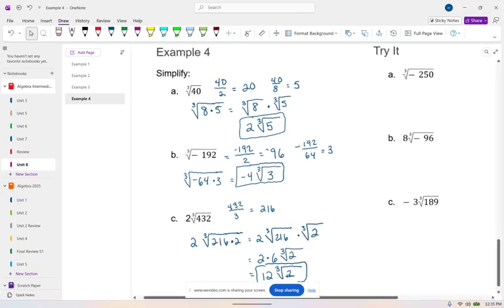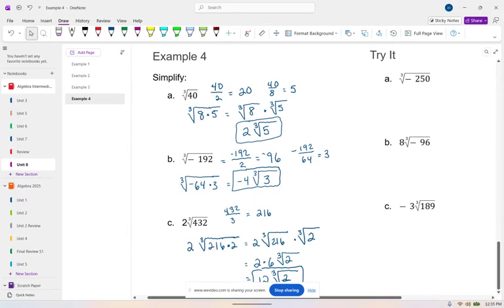Again, go ahead and do those try-its now. Give those try-its a chance. And if you haven't already done the try-its for example 3, go back and do the try-its for example 3 as well.